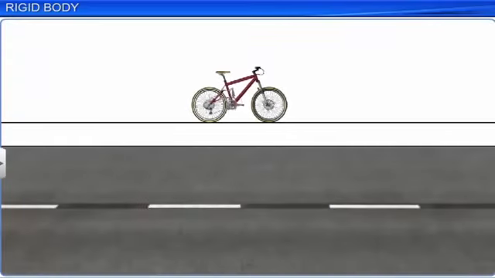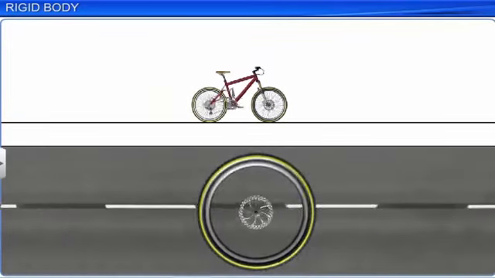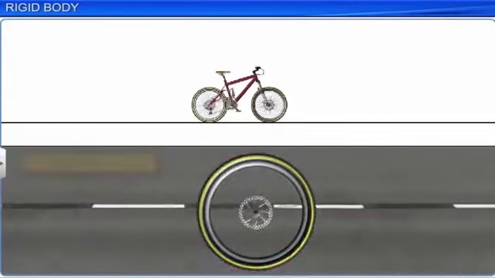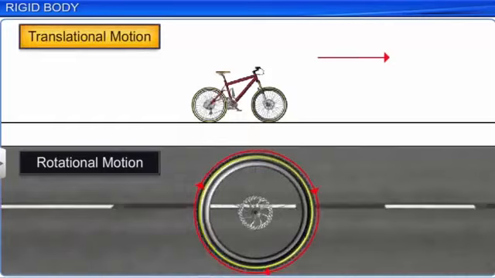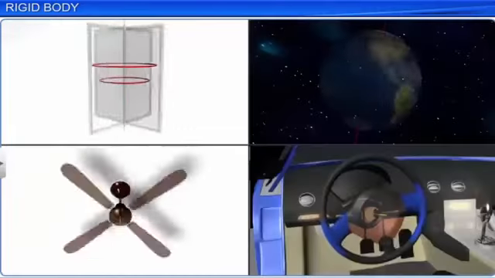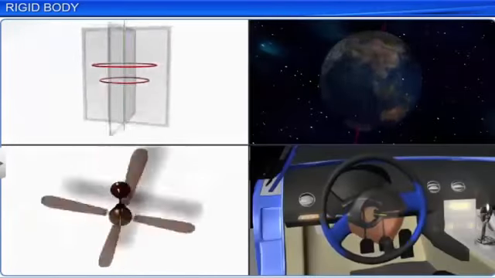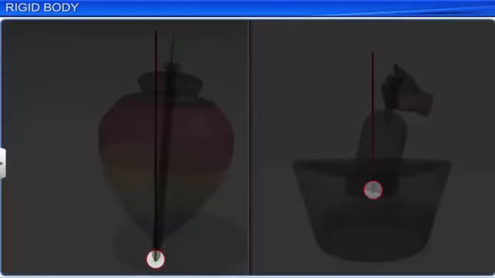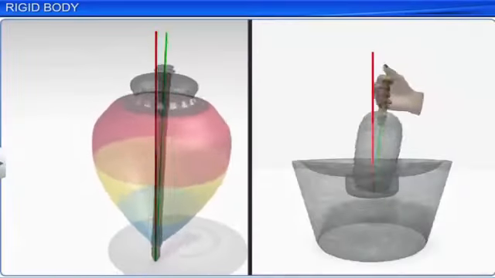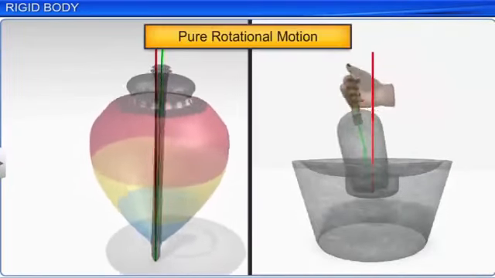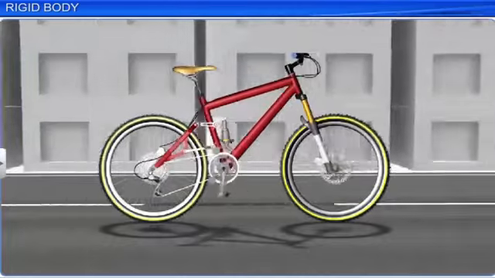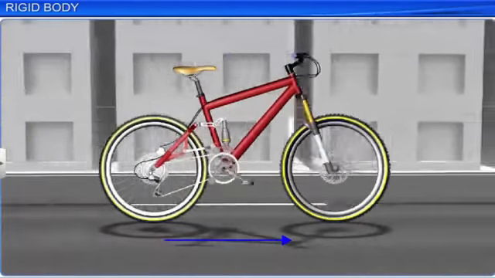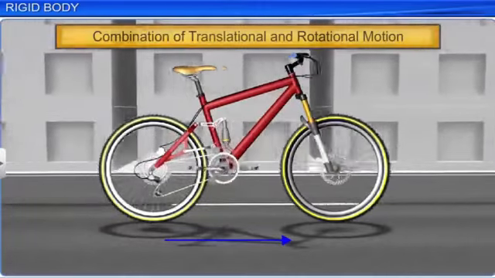Observe the motion of the rolling wheel of a bicycle. The motion of any rolling body is a combination of rotational and translational motions. If a rigid body is fixed to an axis or a point, its motion is pure rotational motion. If the rigid body is free, it can have pure translational motion, or a combination of translational and rotational motion.